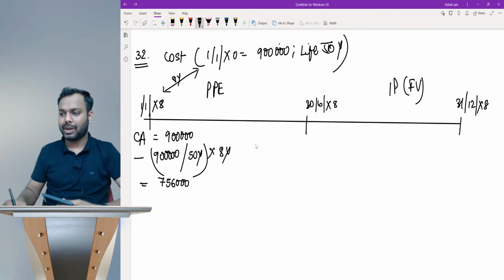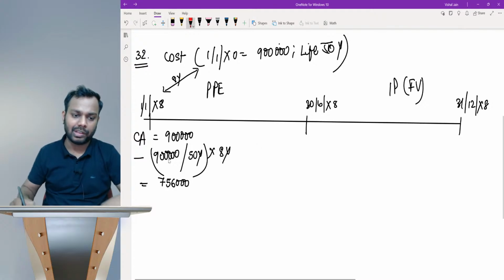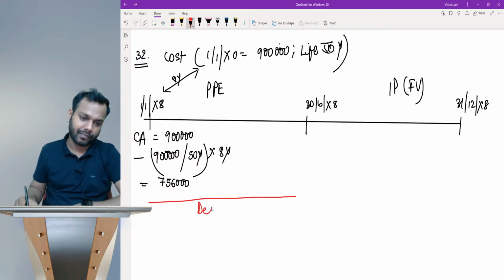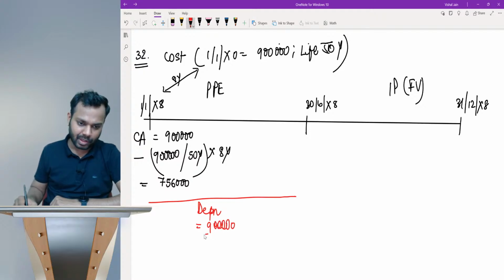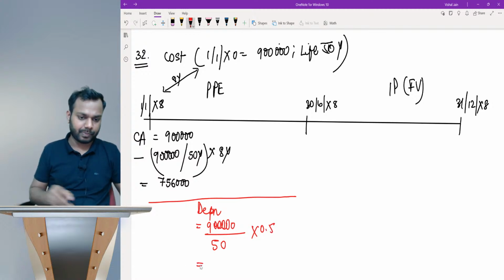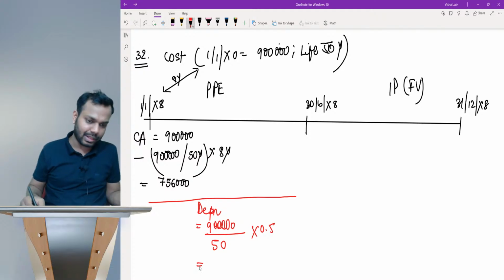Who all are calculating 747? I need to understand the justification. Might be they are taking 8.5 years. Now please find what is the depreciation for this period. Again, it is 900,000 divided by 50 multiplied by 0.5, which is 9,000.